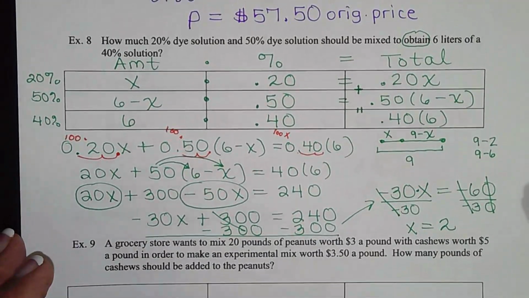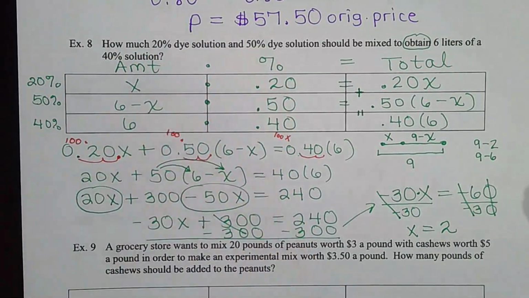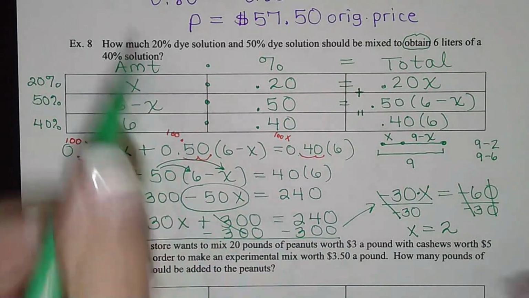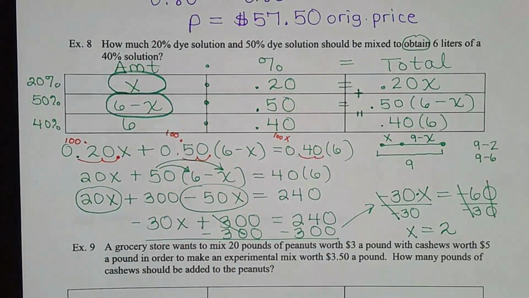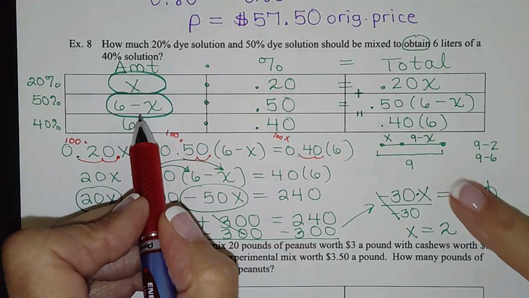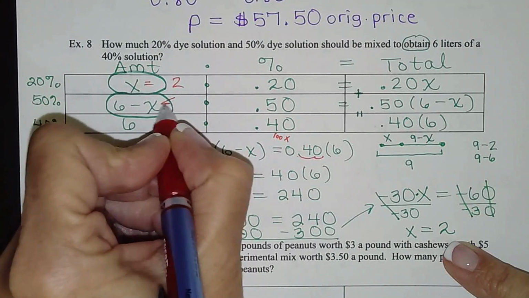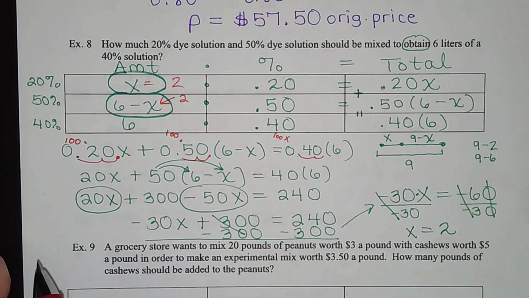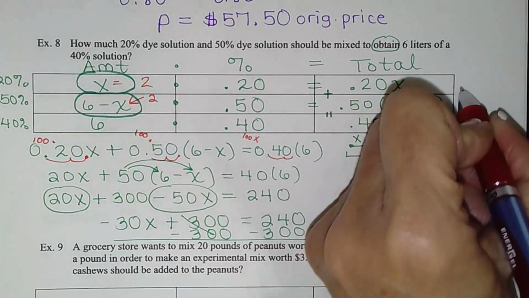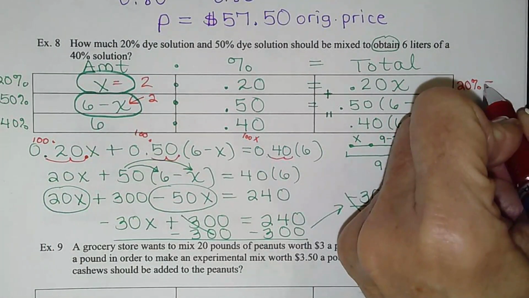So we have to look up and see what question they want. They want to know how much 20% die and how much 50% die. So I can see these are the 2 questions they want answered. How much is the amount? So in place of that x, you put 2. And in place of this x, you put 2. Then you can go down here, and where am I going to write my answer? I guess over here. The 20% die is going to be 2.